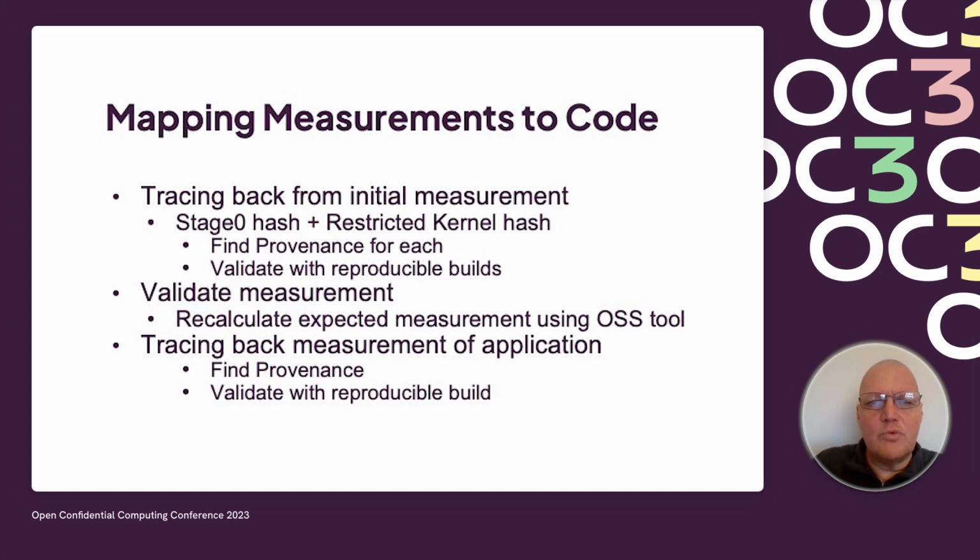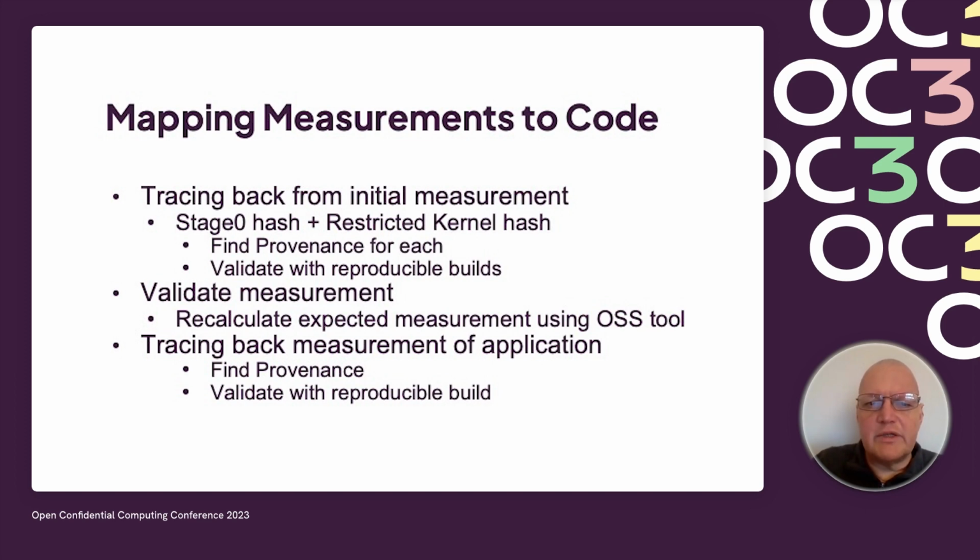Later, when a reviewer wants to map the measurement back to source code, they can search for the attestation measurement. That will then provide the hashes of the stage 0 and kernel binaries that would produce that measurement. They could then look up the provenance information from these hashes to find the source code that was used to build these binaries. They can validate both using reproducible builds.